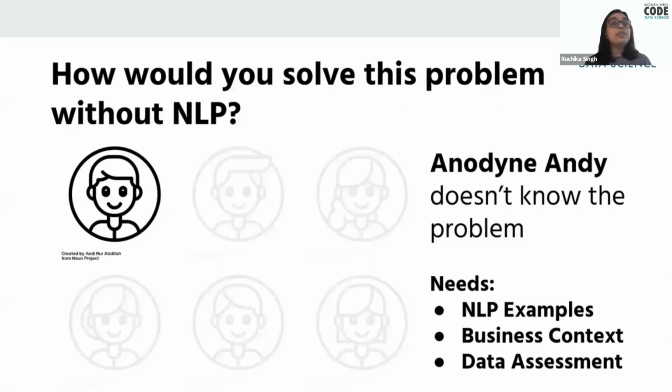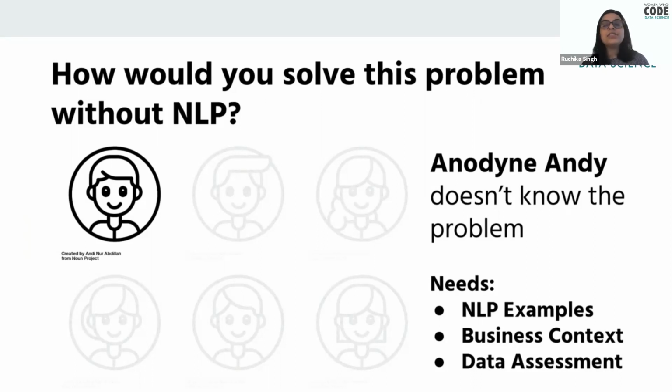So you will meet different kinds of people who come from different places. I have just tried to show you the different personas that exist. I didn't create them, but I found them super interesting, so I thought I'd include this in the presentation. There is this person called Anodyne Andy. He doesn't know the problem. He doesn't know what he's solving for. He just thinks that NLP could solve it.